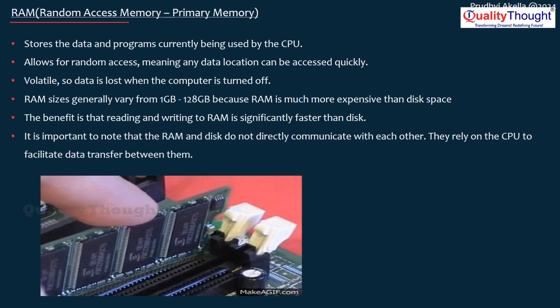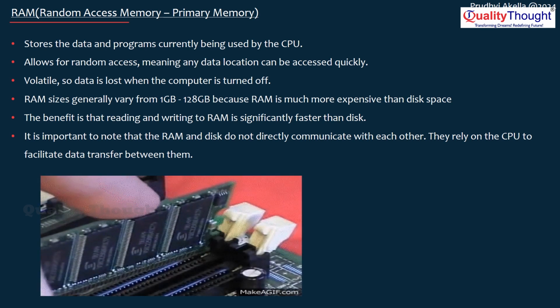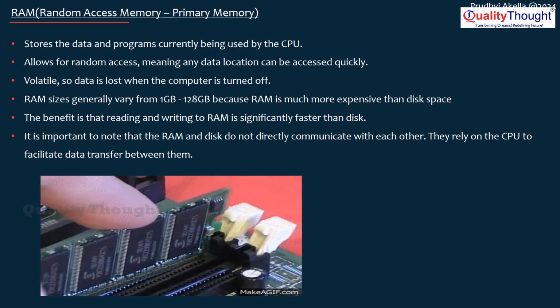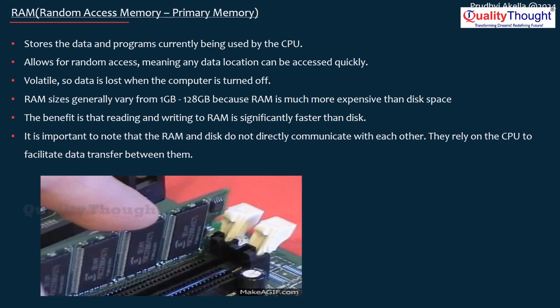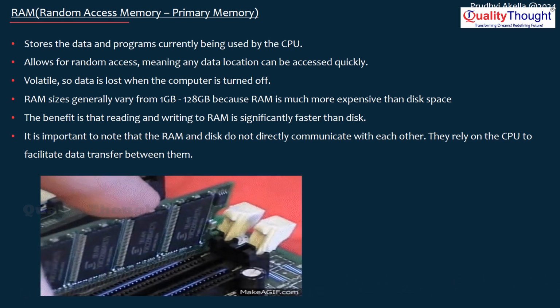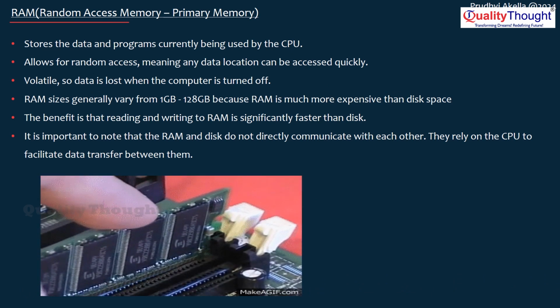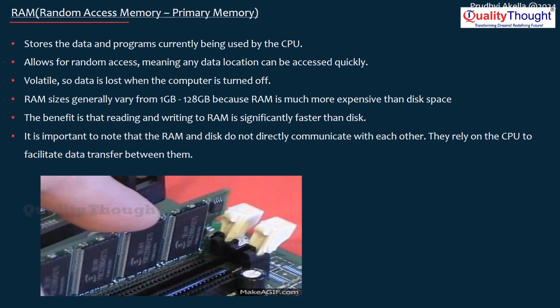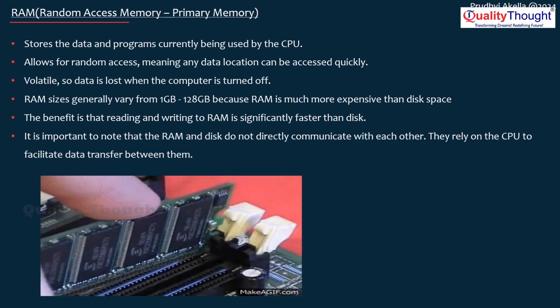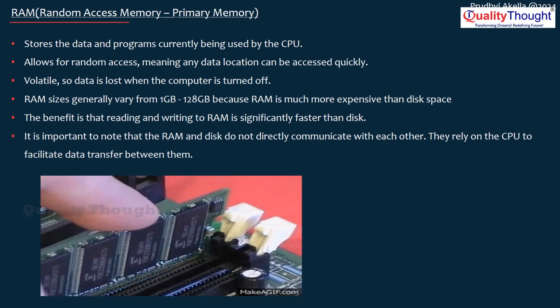And the RAM sizes generally vary from 1 GB to 128 GB because RAM is much more expensive than the disk. The benefit is that reading and writing to the RAM is significantly faster than the disk. And it is important to note that the RAM and the disk do not communicate with each other. All the communication between these two has to happen through the CPU.